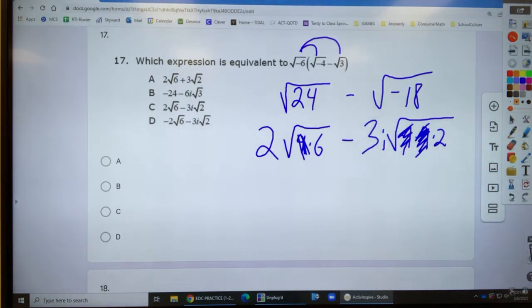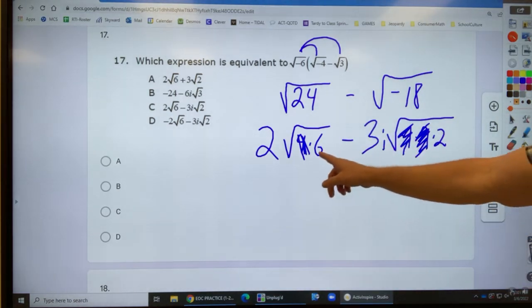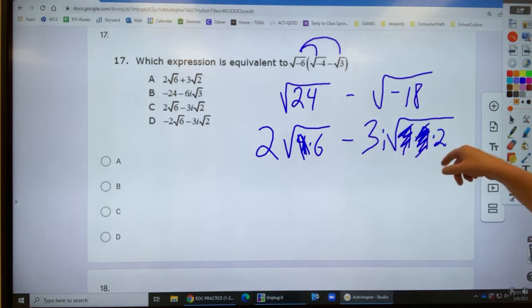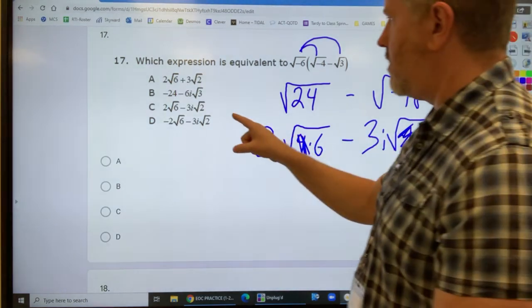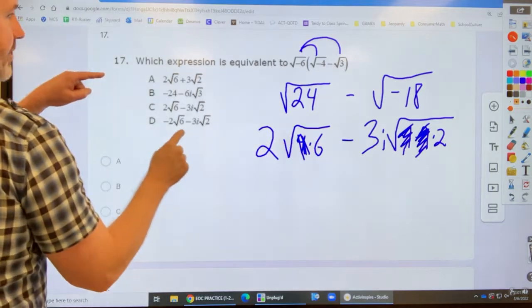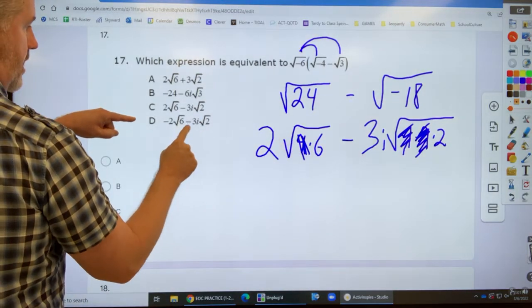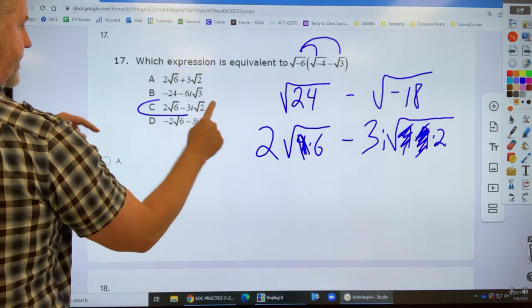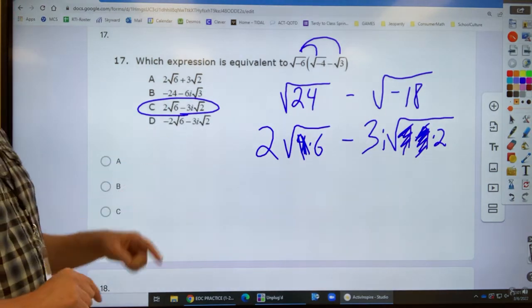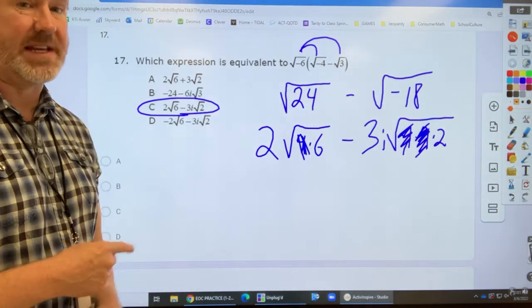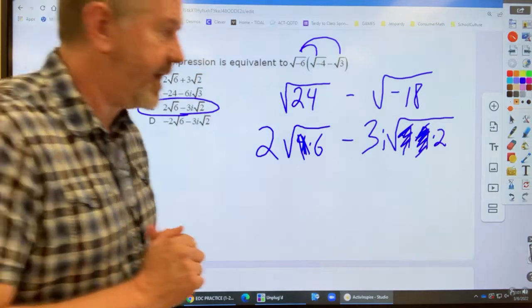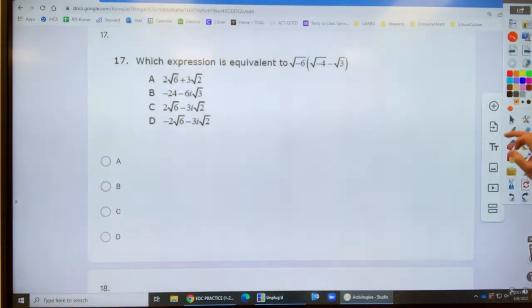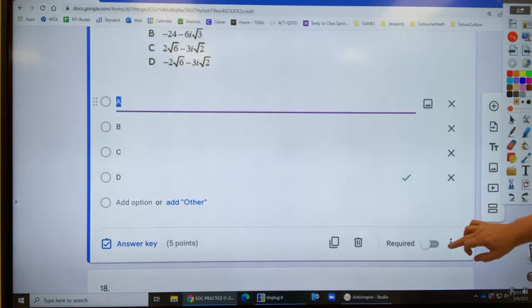And that's probably going to be my final answer because these are not like terms. They'd have to have the same square root to be like terms. So 2 root 6 minus 3i root 2. I'm going to go with C. Careful of your signs. The real trick to this problem and the reason that they gave you a problem like this is so that you be careful with your signs. All right? Let's double check and make sure it's C.